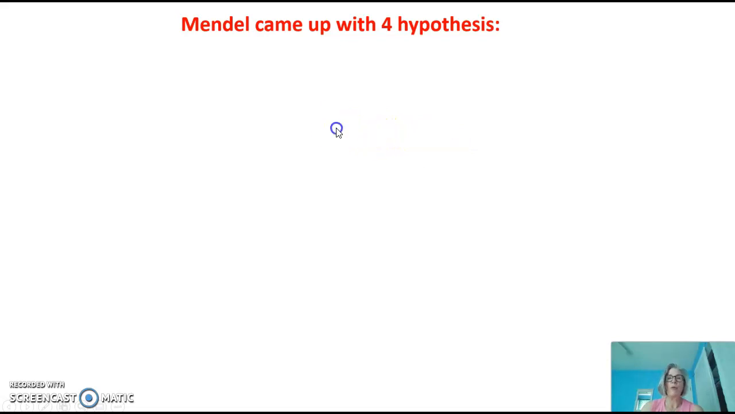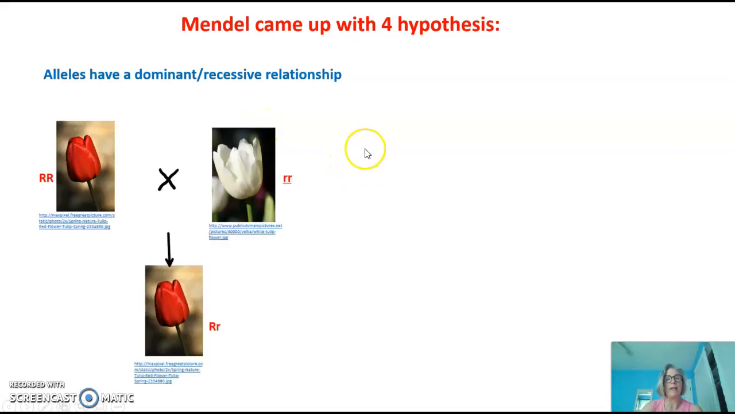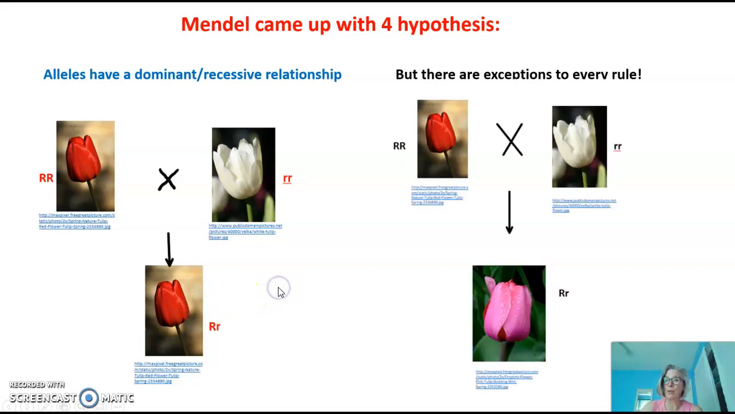So Mendel came up with four hypotheses, and one of them was that alleles have a dominant recessive relationship. And that means if you do a cross with a true breeding or homozygous dominant and a true breeding white or homozygous recessive, 100% of the offspring would be heterozygote and they would express the dominant phenotype. But there's exceptions to every rule.